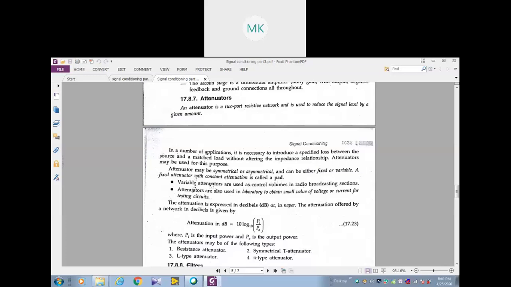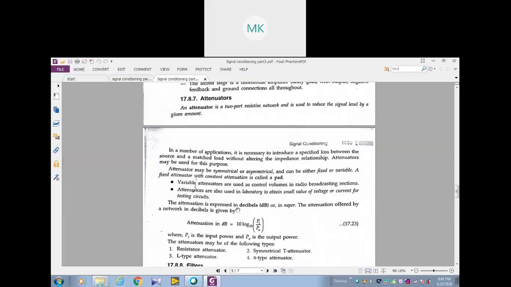Variable attenuators are used as volume control in radio broadcasting. You might have seen the volume control for reducing the volume; that is nothing but an attenuator. Attenuators are also used in the laboratory to obtain small values of voltage or current for testing circuits. You might have used this in your function generator. There is an attenuator button, 20 dB, 40 dB. When you press that, the signal strength reduces. That is called attenuation, reducing the signal level.